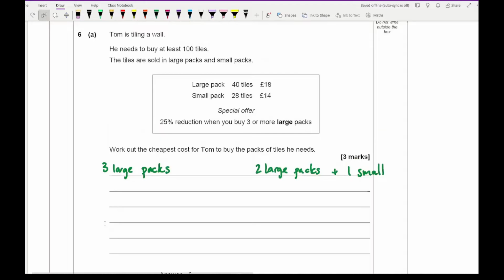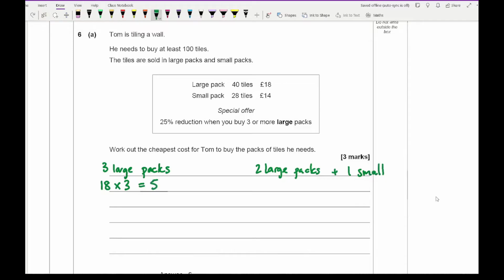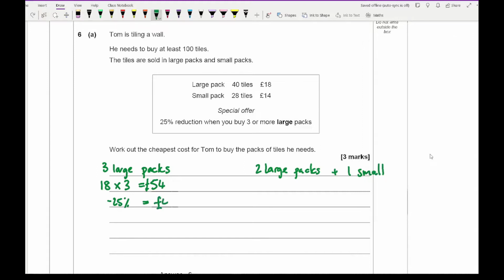So to buy 3 packs, it's going to be £18 times 3. And again, if I get my calculator to work that out, 18 times 3 gives me £54. Well, I'm going to get a 25% deduction, so minus 25%. And so that's going to be 54 times 0.75, because I'm only paying 75% of it. And that comes up to a cost of £40.50.